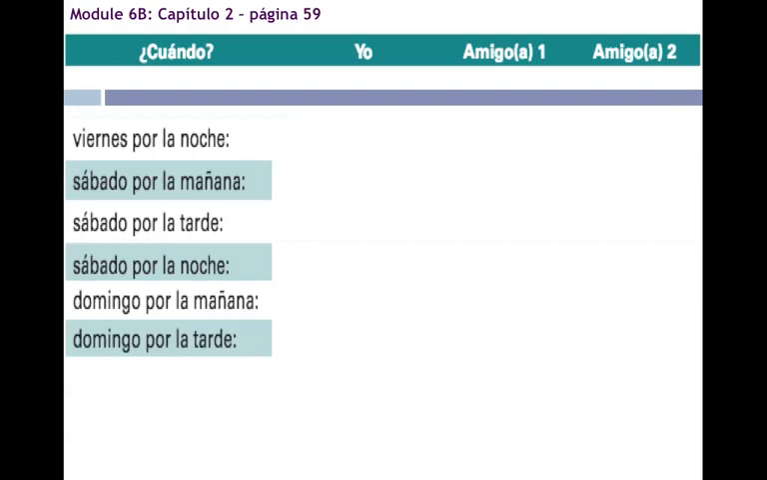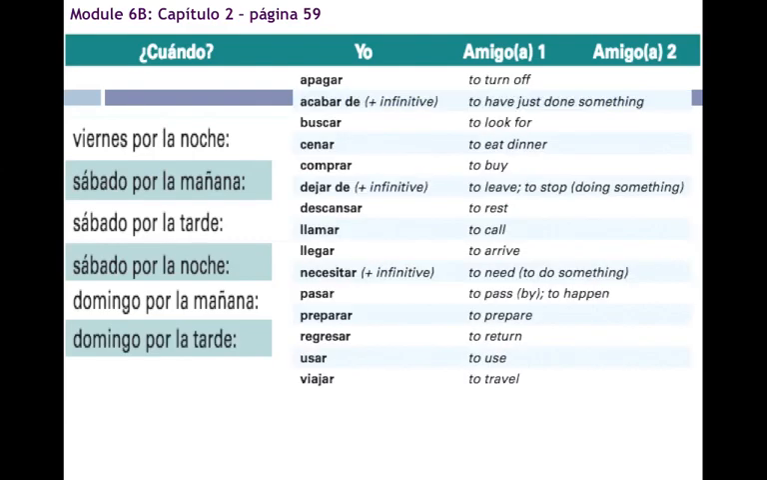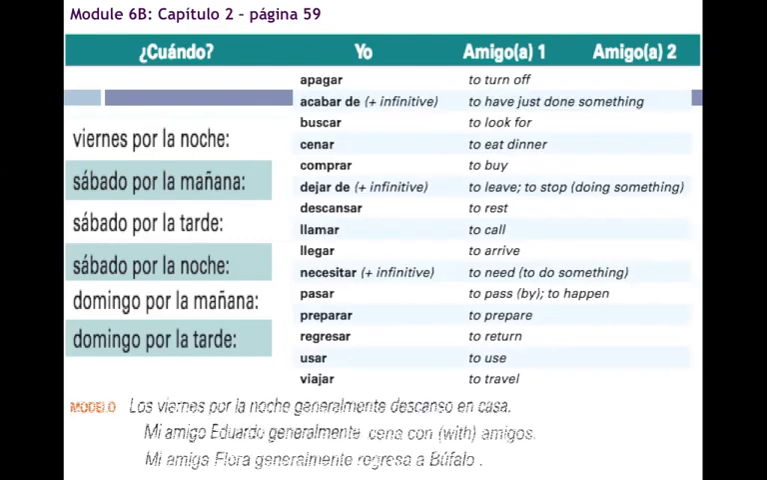Sunday during the afternoon. And here are new activities we just learned. Here's the modelo. And I'm just going to ask you 3 questions. Well, I'll ask you one. I want you to make up some answers for your friends, okay?